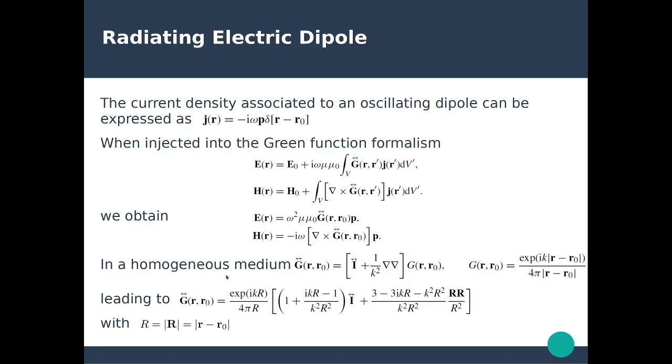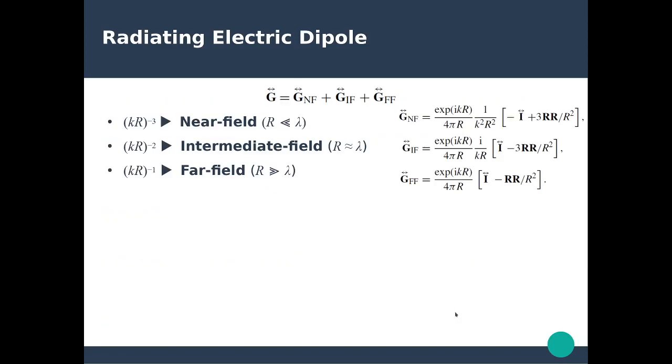What is important here is to understand the physics behind this expression. This is the Green tensor that will provide you with the electric and magnetic fields. It basically gives you the dependence of the magnetic and electric fields as a function of the position. We can break this down into 3 different regimes.